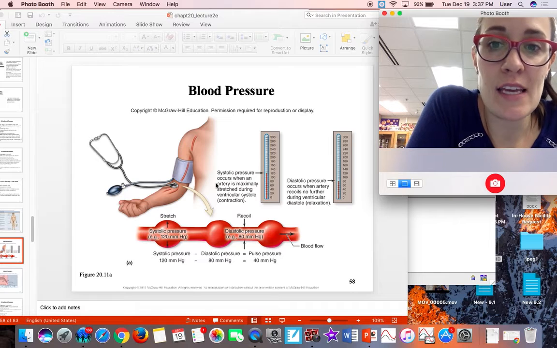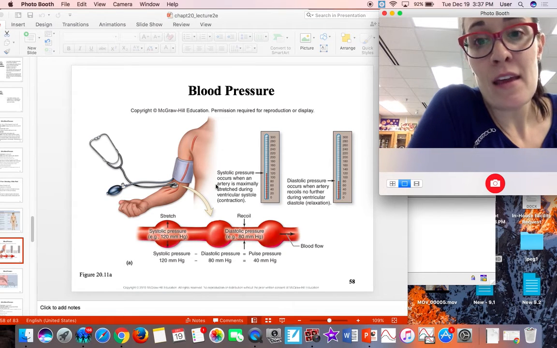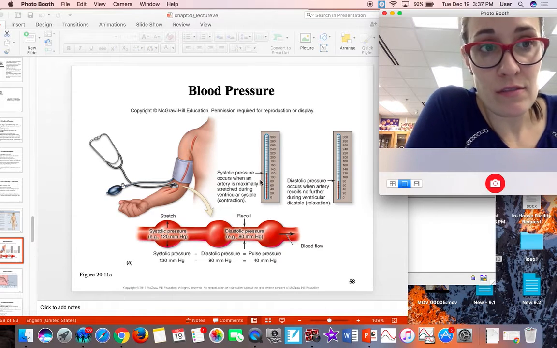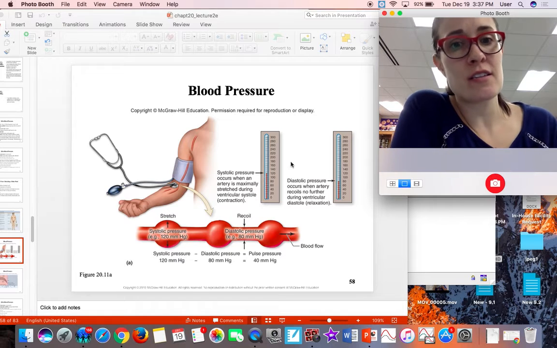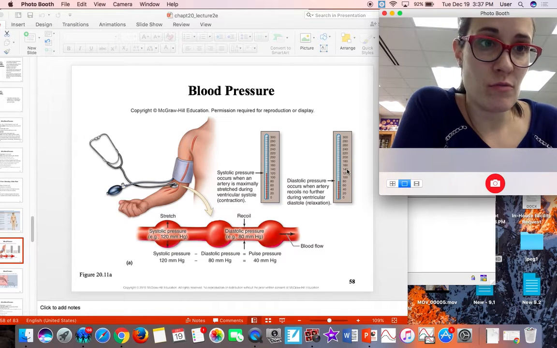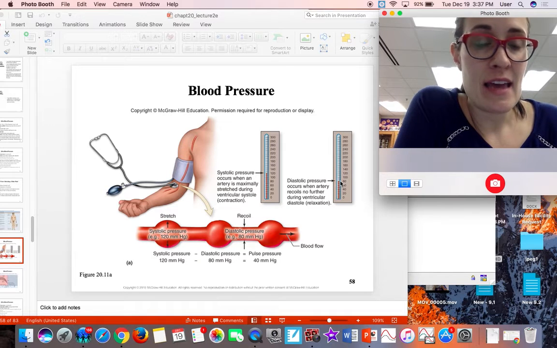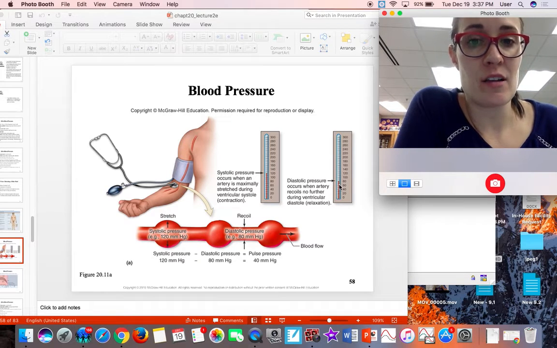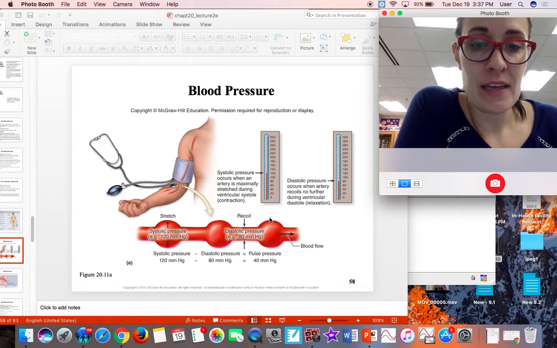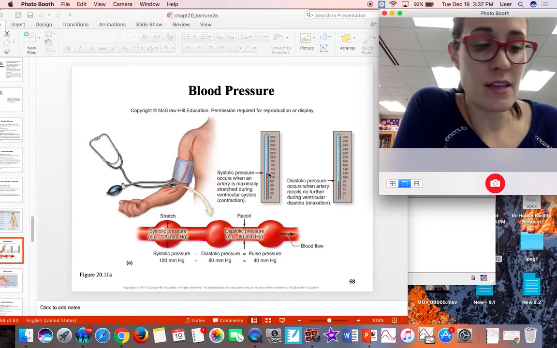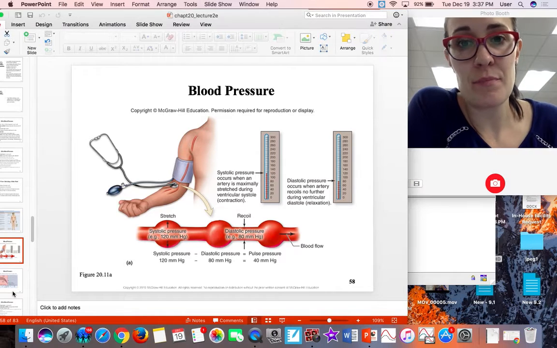Then they keep listening until the blood has settled down and they hear essentially an absence of sound, where the blood is fully rushing through the arteries. You can't hear it, and that's indicative of the diastolic pressure, or the minimum pressure in that blood vessel. So that would be the systolic, and that is the diastolic blood pressure.